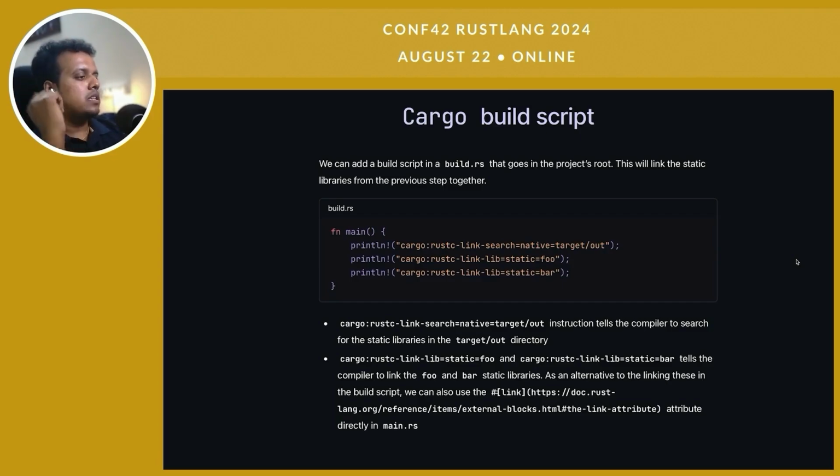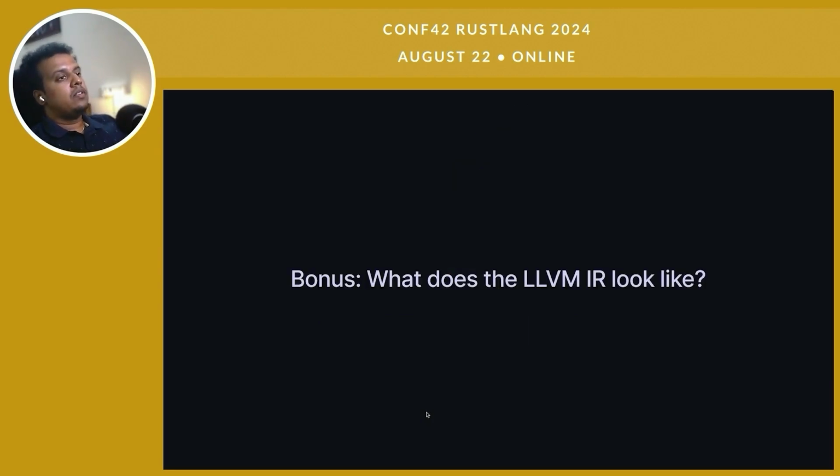If you add a hash link attribute, that is effectively a replacement or an alternative to this particular approach. All right, we saw all of that, but we didn't check what an LLVM IR is.